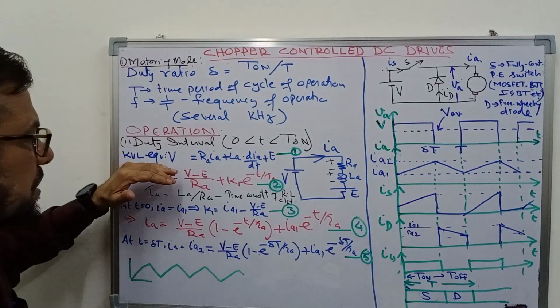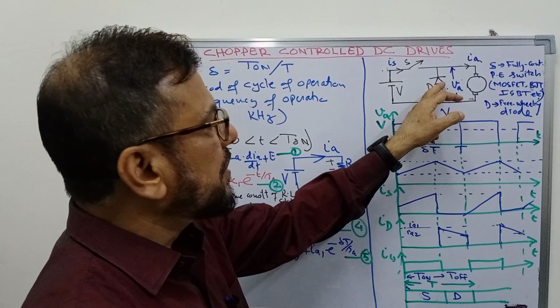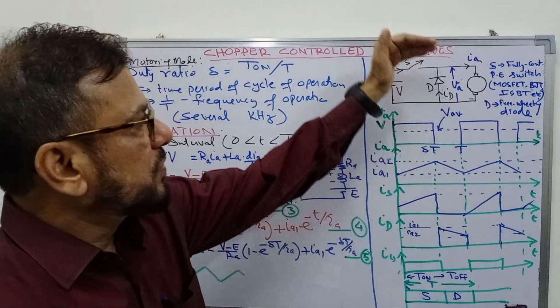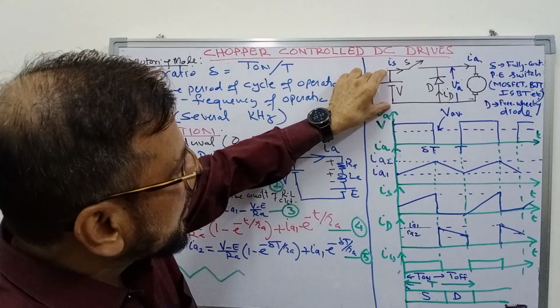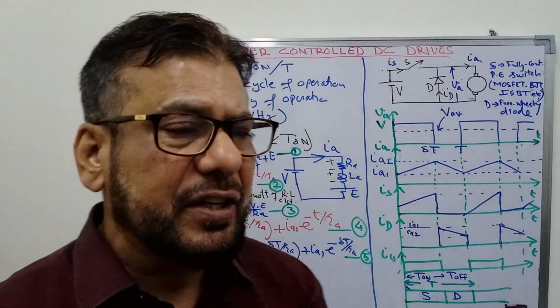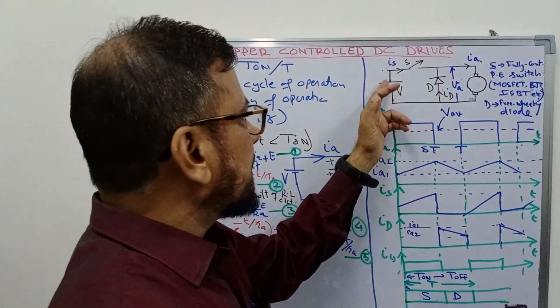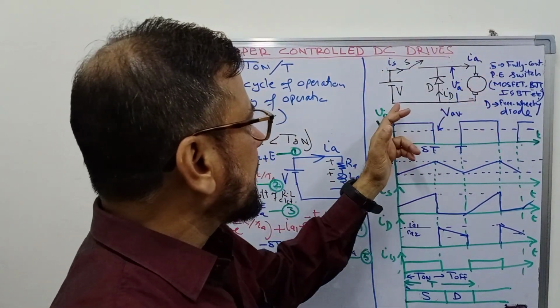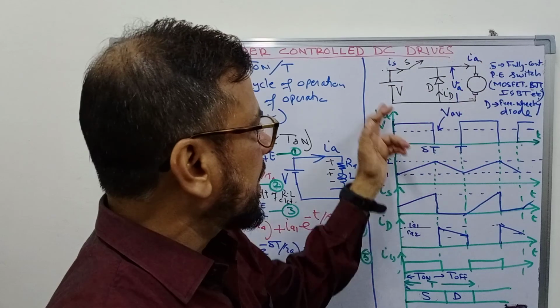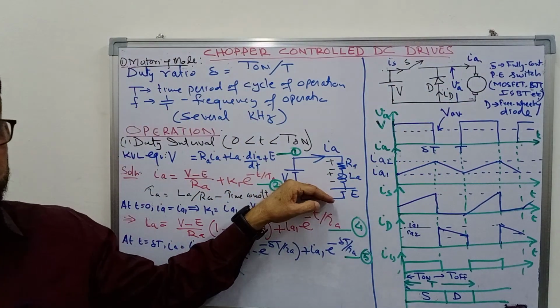So in the duty interval, the switch is connected here. This voltage will appear across the diode D, and diode D will be in the reverse bias state. So it will be out of circuit. The circuit will be completed like this, between the source voltage and this motor. So you can draw the equivalent circuit of this in this way.